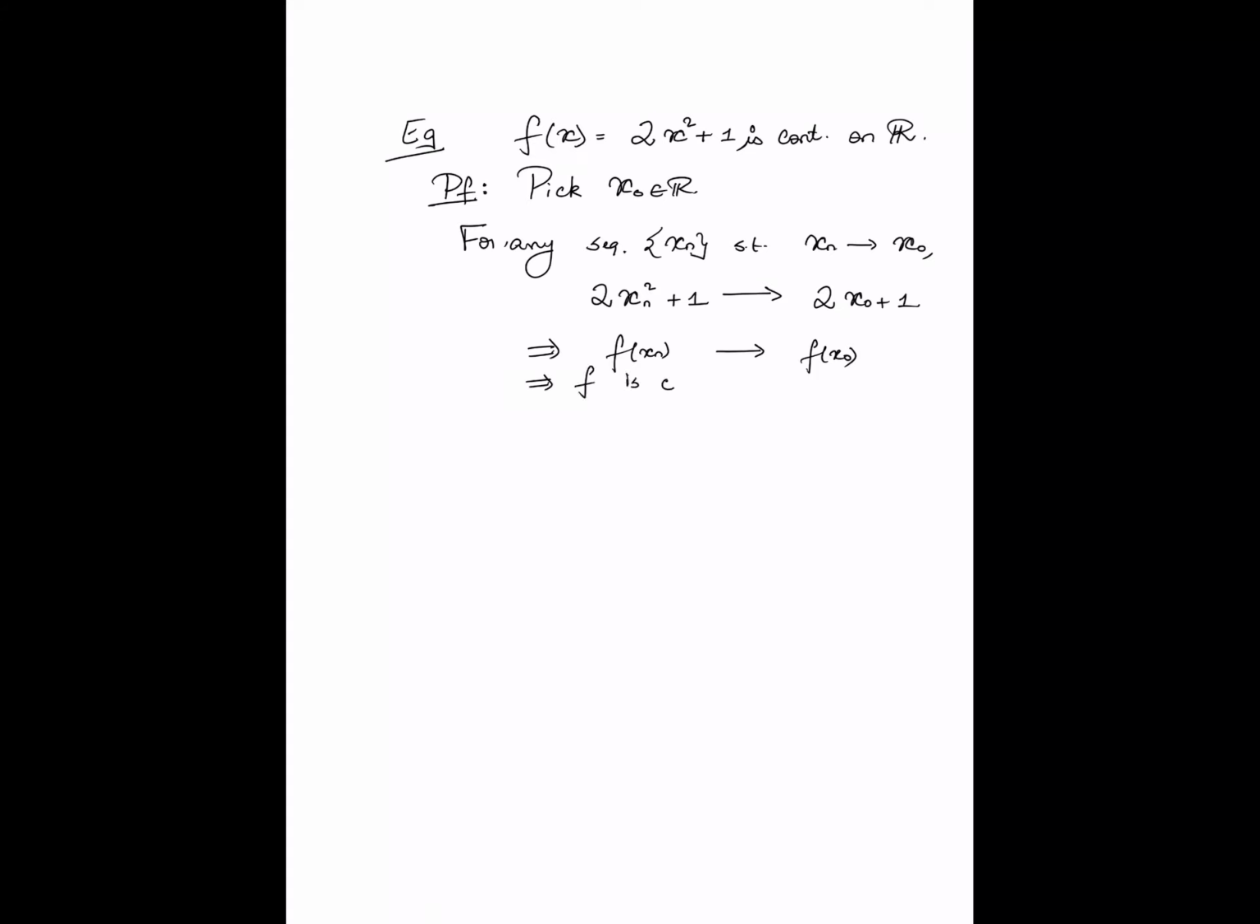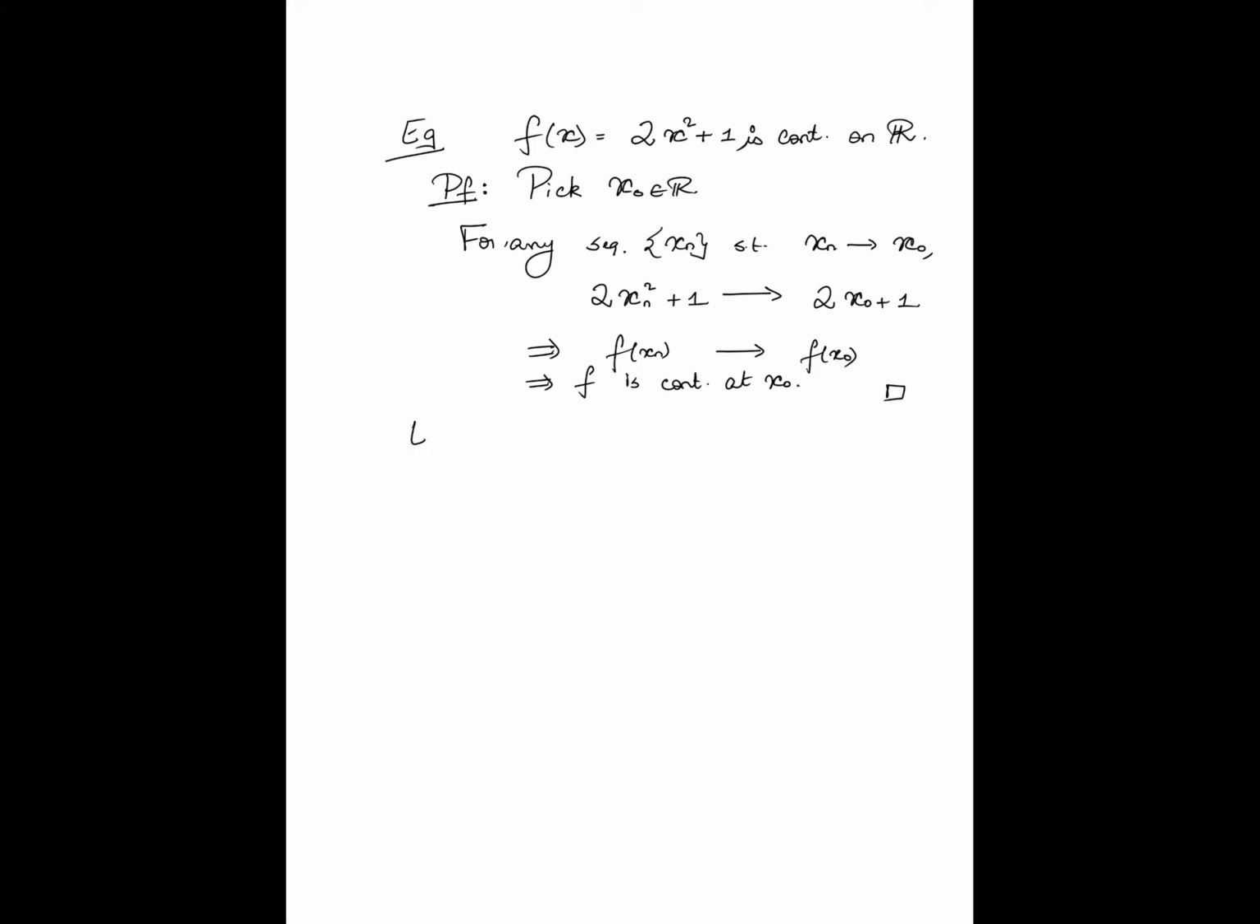continuous at x naught. And since x naught is any element of the domain, it follows that f is in fact continuous. The only point I'm trying to make in this example is that to apply the original epsilon delta definition is very doable. I leave that as an exercise to you. But it's much easier to just invoke the sequential definition and show that, through that definition, the function is continuous.